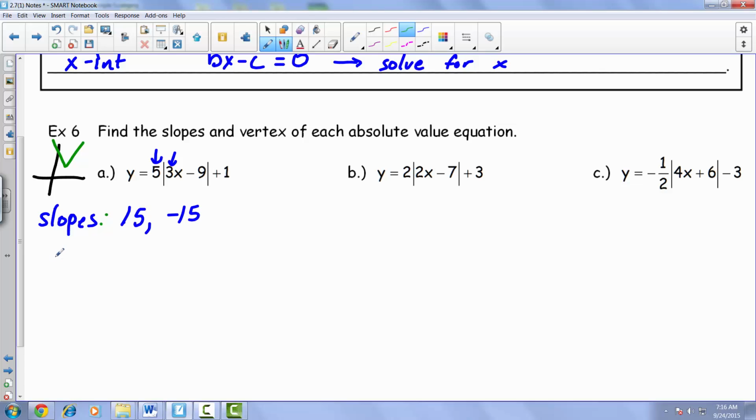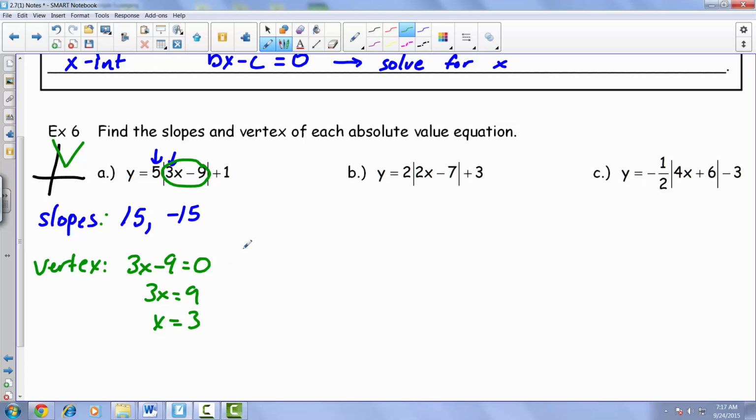Now when we're trying to figure out the vertex, we're going to go ahead and set this piece inside that absolute value equal to 0. So 3x minus 9 is equal to 0, and try and solve for x from here. So we would add 9 to both sides, divide both sides by 3. So it looks like x comes out to be 3. It's no longer that we just take the opposite of this. Our x variable actually changes and is now impacted by this number right in front of x. So that is our x value.